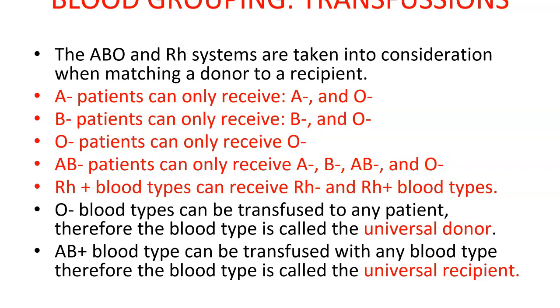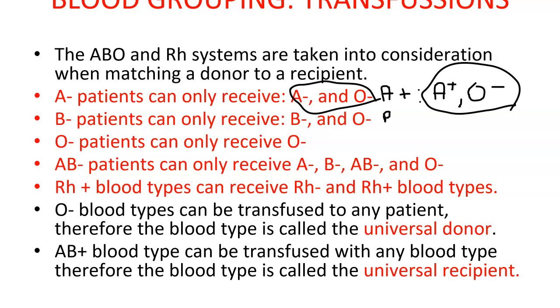Whereas an A positive patient can receive A positive, O positive, A negative, and O negative. So an O positive patient can receive Rh positive or Rh negative blood. Same for a B positive patient, who can receive B positive or O positive, but he can also receive B negative or O negative.